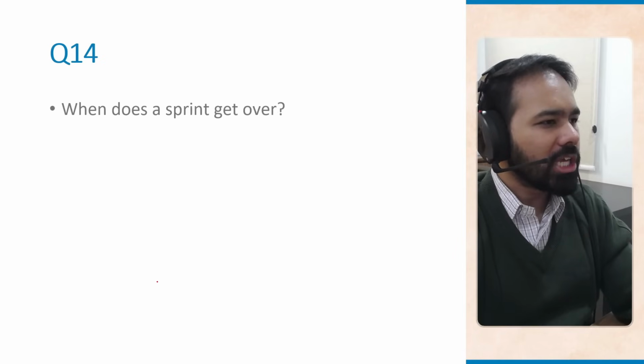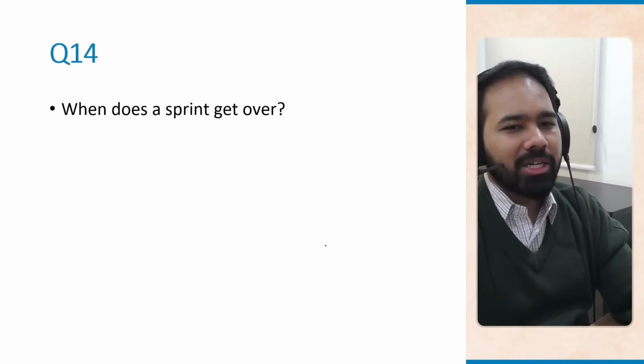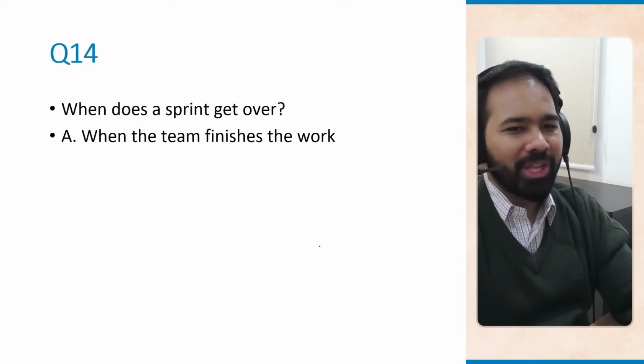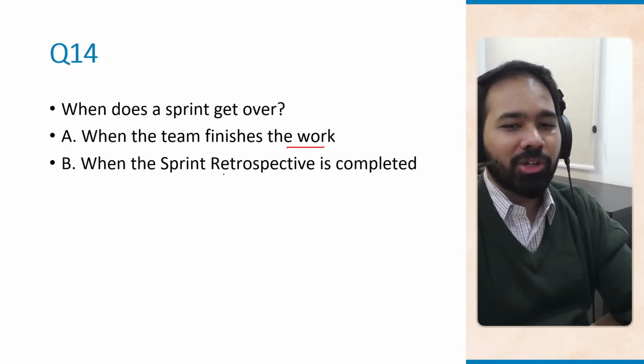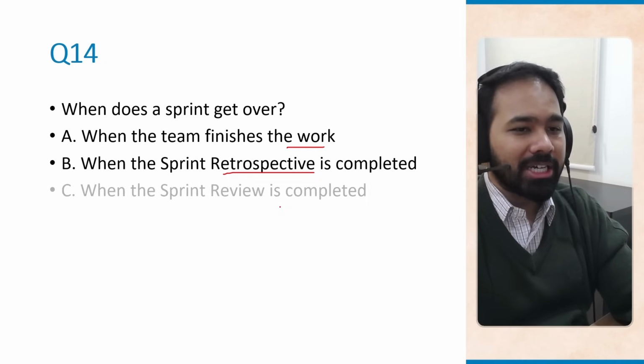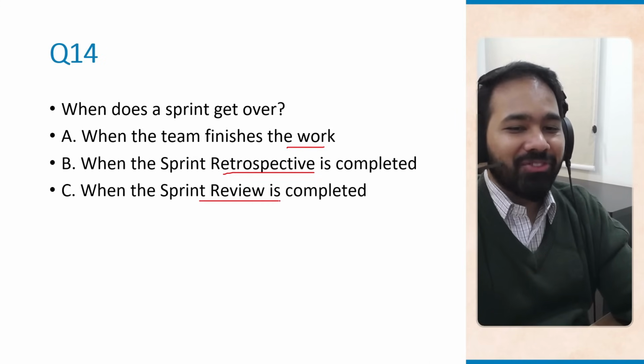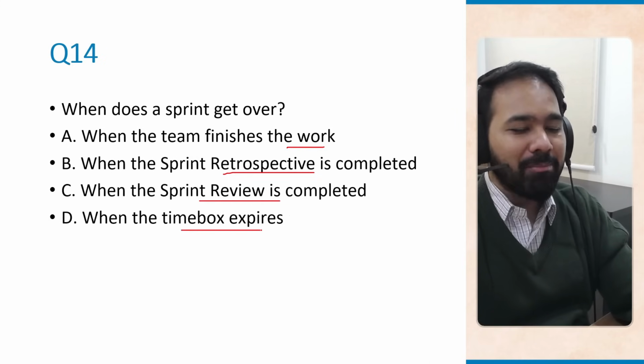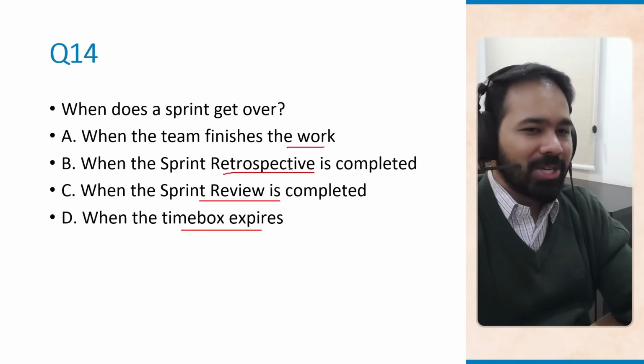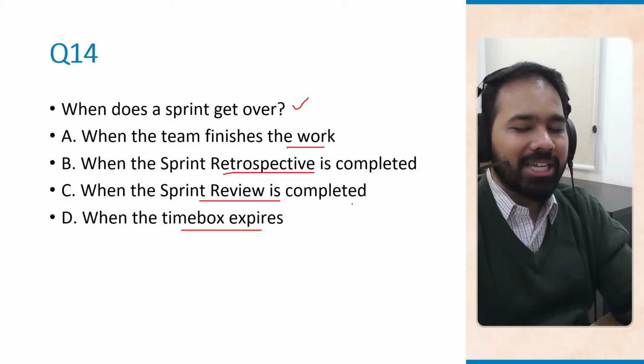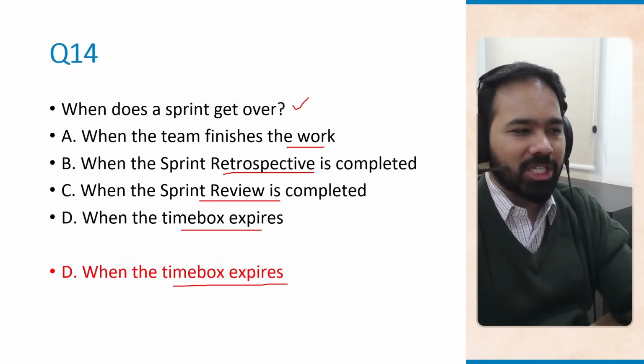Okay, let's move on. Question number 14. When does a sprint get over? When the team finishes the work, the sprint gets over. When the sprint retrospective is completed, the sprint gets over. When the sprint review is completed, or when the time box expires. When does a sprint get over? The correct answer is when the time box expires.